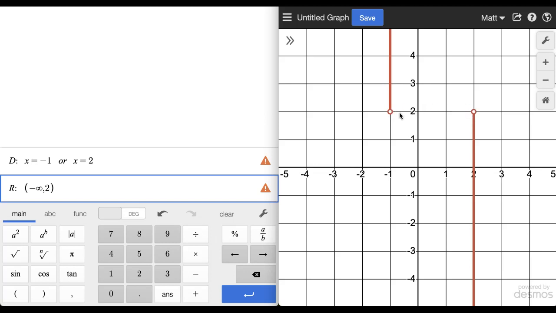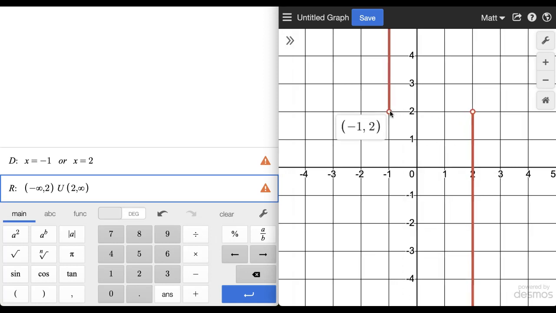We do not include the y value of 2, so we're going to have open parentheses, right? If we did include it, it would be closed brackets, like that. Okay, but I'm not including it, so open parentheses. That's kind of the limit. And then we're going to join it with 2 again, all the way to infinity. Okay, so this is the kind of progression. Negative infinity all the way to 2, and then 2 all the way to infinity. Okay, and again, not including the 2.